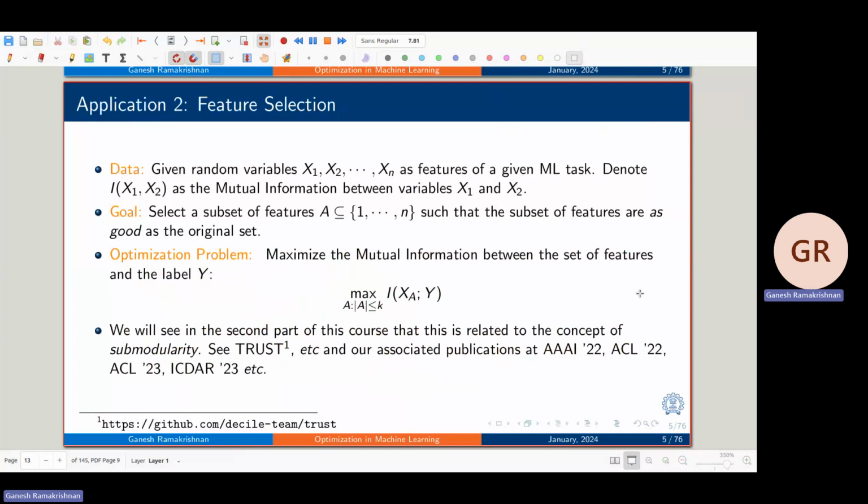Okay, so in the second part we'll see more of the concept of submodularity. There's a whole bunch of open source modules we have put out under Decile, which I talked about, trust, earlier, right? So we can also look at our publications, which leverage mutual information, but applied not necessarily to entropy, but to other submodular functions. Like I showed, imagine replacing this H with some other interesting set function. Then you can have mutual information variants of those other functions. So, and we'll see some more examples.